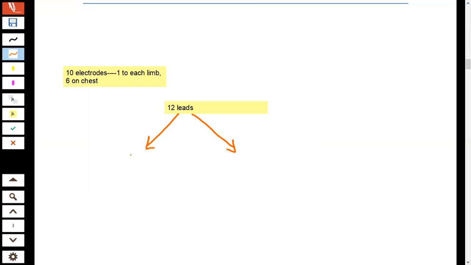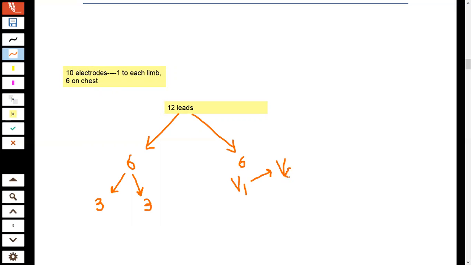Out of these 6 limb leads, we have 3 dipole leads known as leads 1, 2 and 3, and the other 3 are unipolar or augmented, named AVL, AVR and AVF. And here are the 6 chest leads ranging from V1 to V6. Here is a very simple overview of the leads that we place on the body.